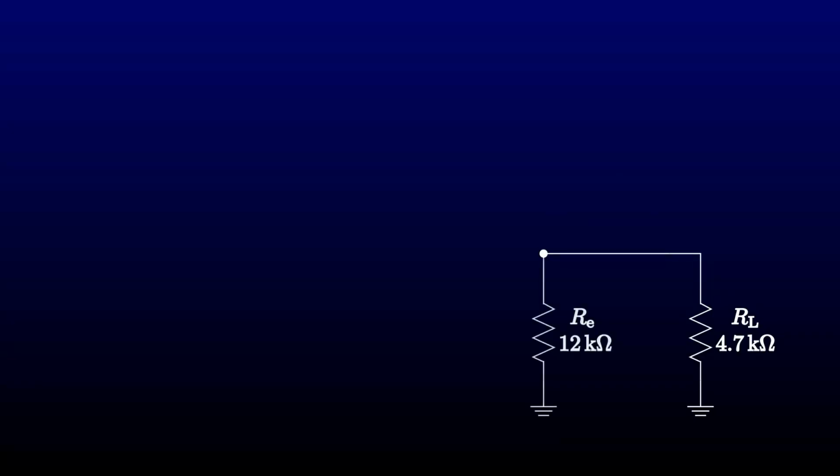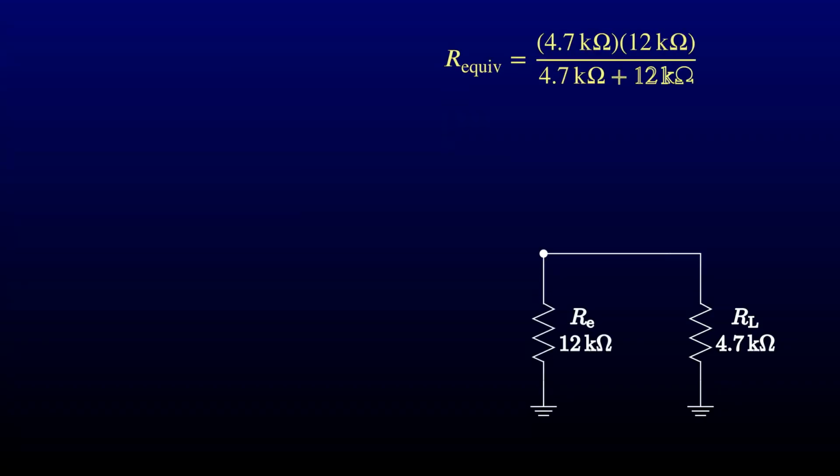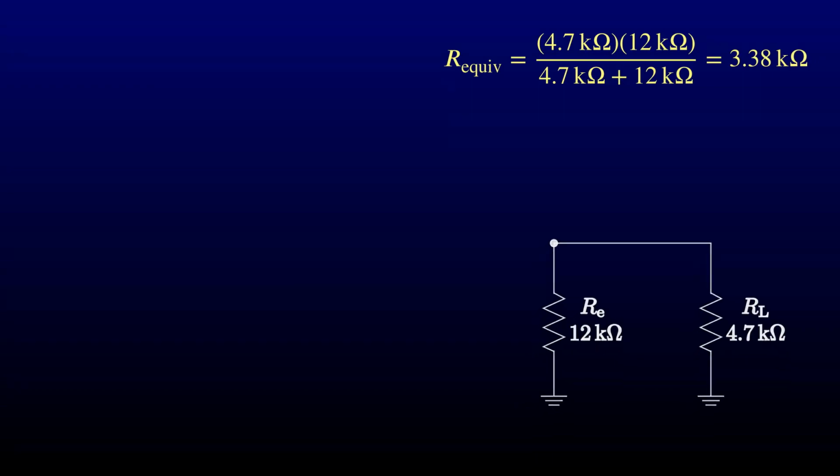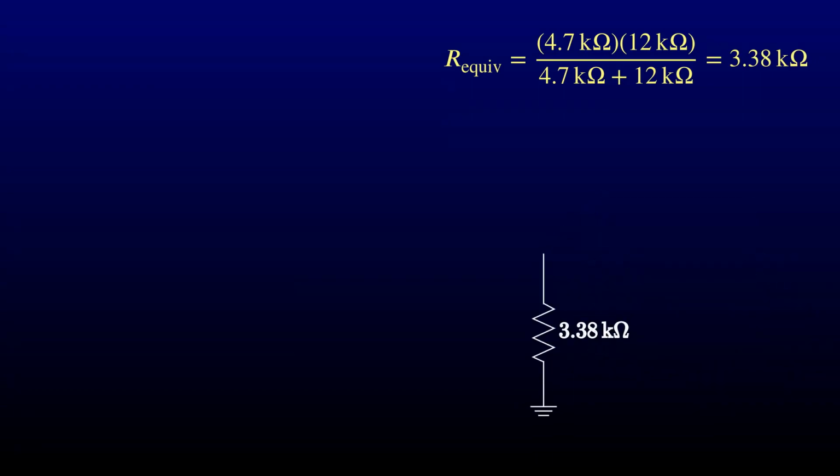We've made the blocking capacitor big enough that it looks like a short circuit at signal frequencies. The load will appear in parallel with the pull-down resistor. We know how to compute the resistance of 2 resistors in parallel. In the analysis, replace the 2 resistors with the equivalent value.